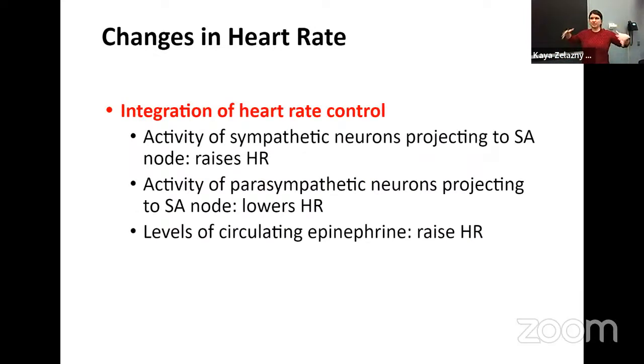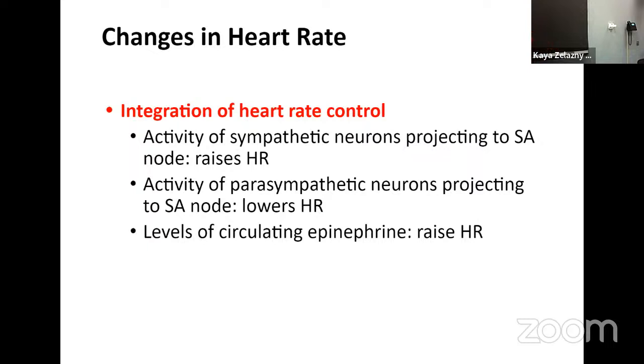Now we are going to think about integrating these things together. So when we integrate our heart rate control, we're going to have this dual innervation, right? So it's not a light switch, yes sympathetic, yes parasympathetic. We're somewhere in the middle. We have both of them going to the SA node. So when we raise activity in our sympathetic nervous system, so increase how much those sympathetic neurons are firing, they go to the sinoatrial node, raising the heart rate, but there is still parasympathetic innervation there. So this is all about which one is dominant, not totally off or totally on. Something we want to remember about our autonomic system.